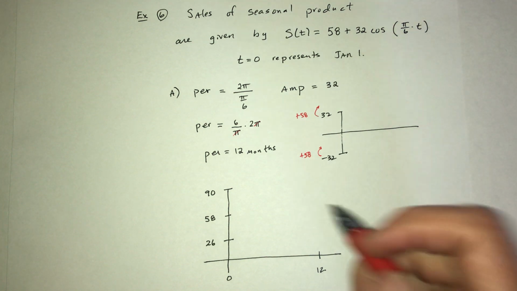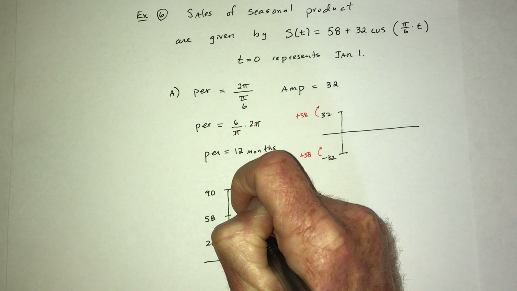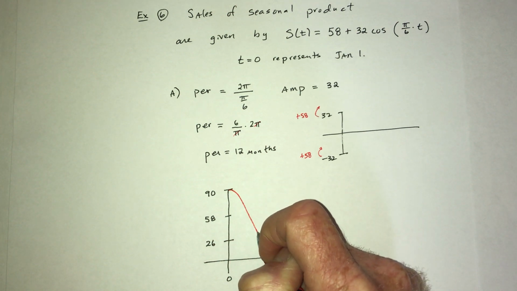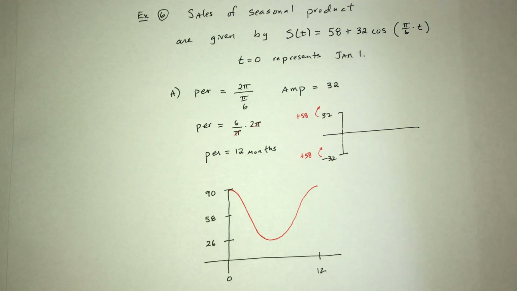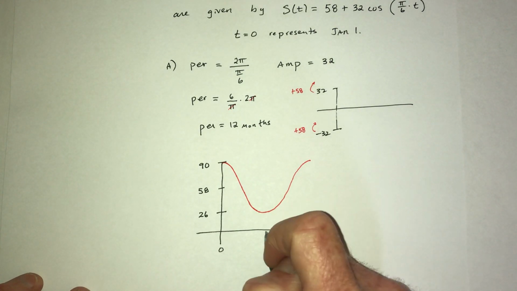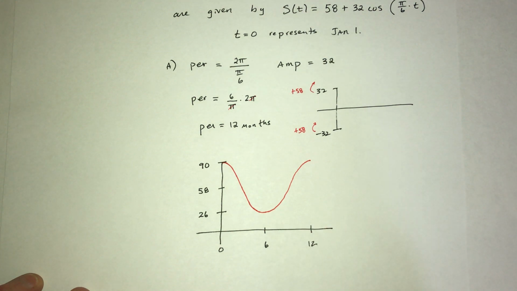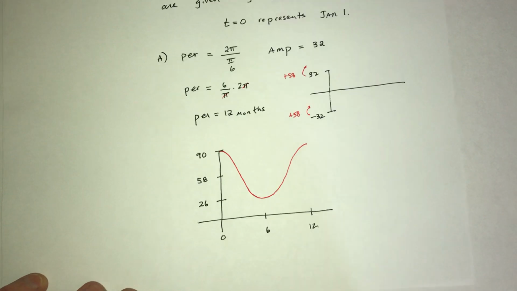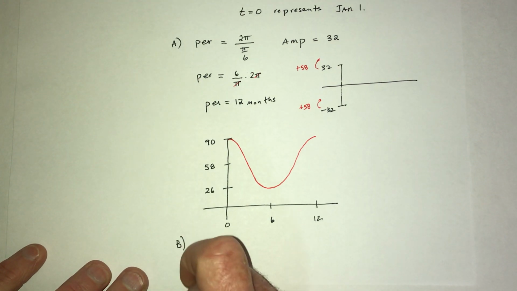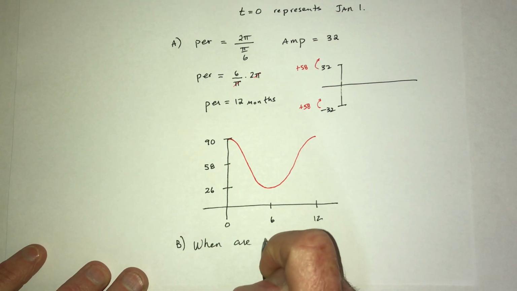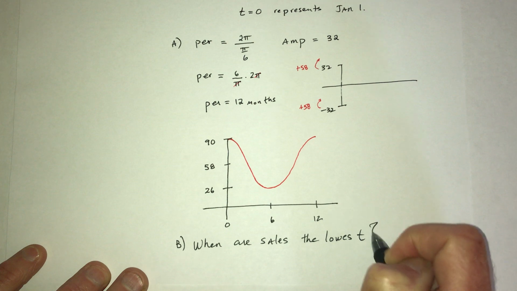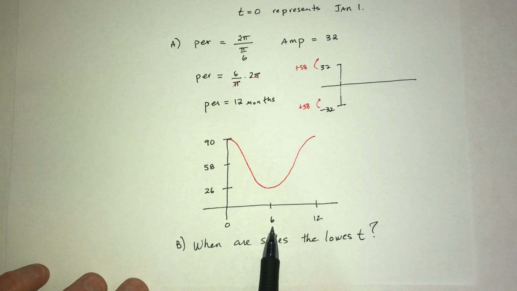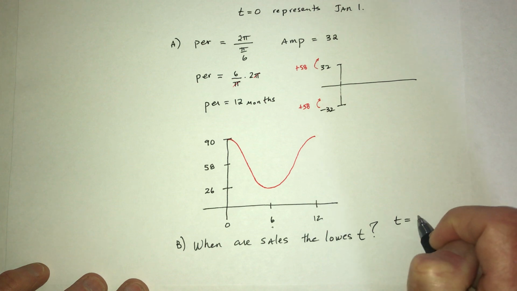And what do we have? Cosine. So we have cosine going like this. And since right here this is going from 0 to 12, that means that right in the middle would be 6. And that was actually my question B. When are sales the lowest? So that would be right here in month 6. So the answer is when t equals 6.